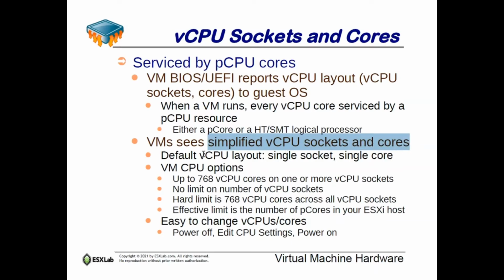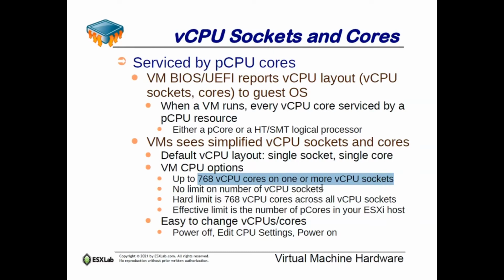The default socket and core layout for most operating systems is single socket, single core. This is just VMware's way of saying don't waste CPU, don't declare more than you need. But it's up to you to set the socket and core layout to anything that works for you. I can have literally, this is where VMware maxes out, 768 virtual CPU cores across one or more sockets. And you heard me right, you can declare all those cores on a single virtual CPU socket.